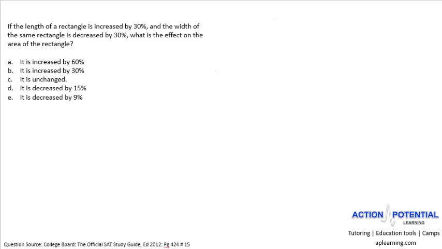This question is dealing with percents, where you have a length and a width of a rectangle, and you're increasing or decreasing that length and width by a certain percent. And the question's asking, what is the area of the new rectangle? So what effect does changing those lengths and widths have on the area of the new rectangle?